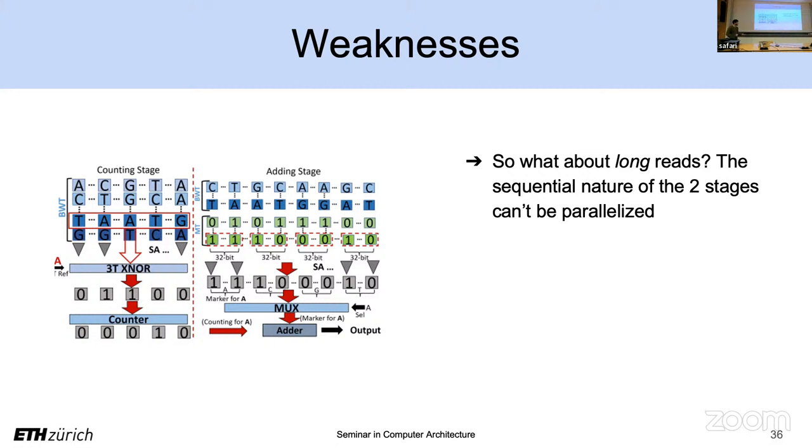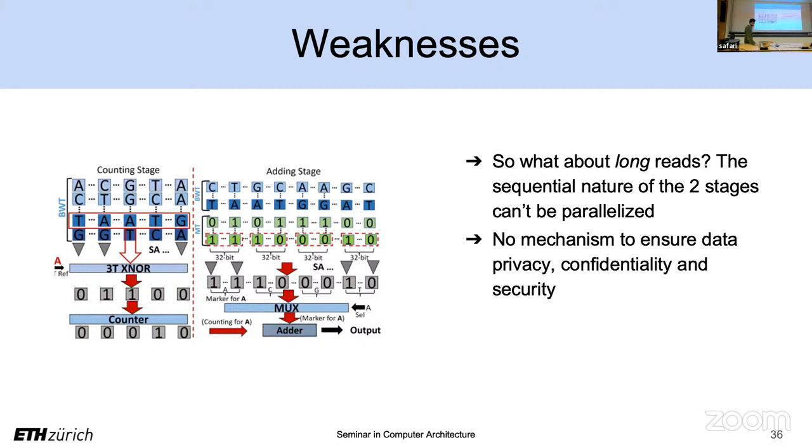Because essentially you have this two-stage process, a counting stage and an adding stage for each character, and they're sequential. So if you have a very long read, you have a lot of these consecutive steps, and you cannot do them in parallel with this algorithm and this architecture. This might become a problem, because depending on the sequencer you're using, you may get long reads. So this cannot really be extended in such a way. I mean, you can still do it, but it's perhaps not as efficient as for short reads. We'll discuss this point a bit more afterwards.